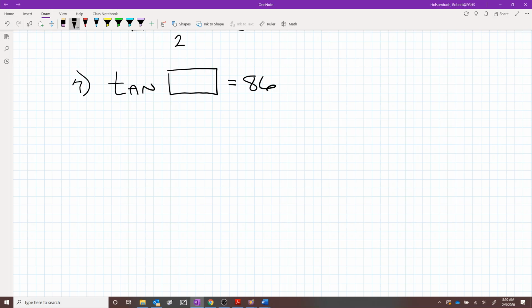What you need to do for this is you need to go tan -1 of 86. And the way you do that in these calculators is you type in the 86, the second button and the tangent button, because behind the tangent you see tan to the -1. So if you go 86 second tan equals, this is 89.3.